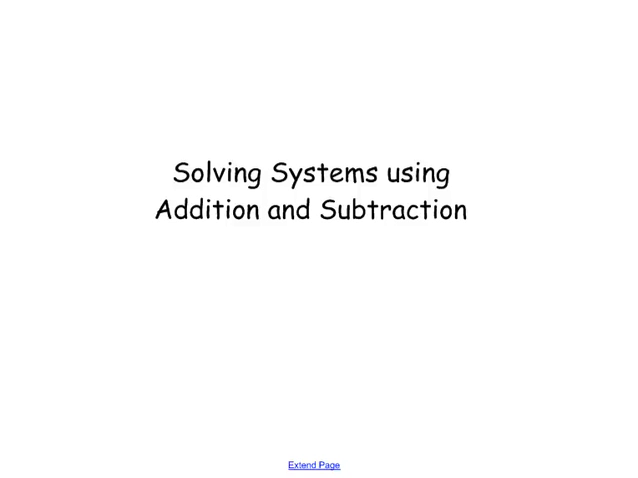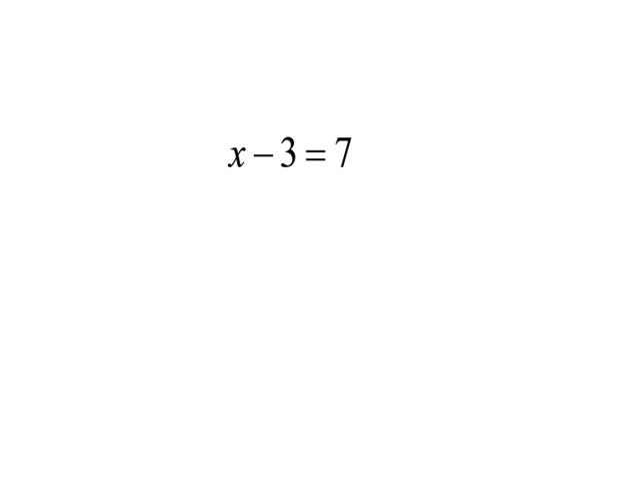This lesson is on solving systems using addition and subtraction. Before we get into this method, I'd like to look at what we do with equations like this. We have x minus 3 equals 7. And what do we typically do when we see this? Well, we add 3 to both sides.